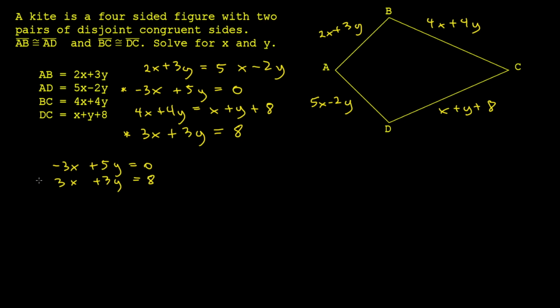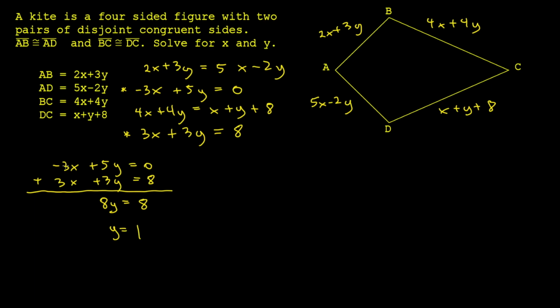Now the easiest thing to do with equations in this form is generally elimination. So we're going to do that. Negative 3x plus 3x is 0. 5y plus 3y is 8y. And that equals 8. Therefore y equals 1.